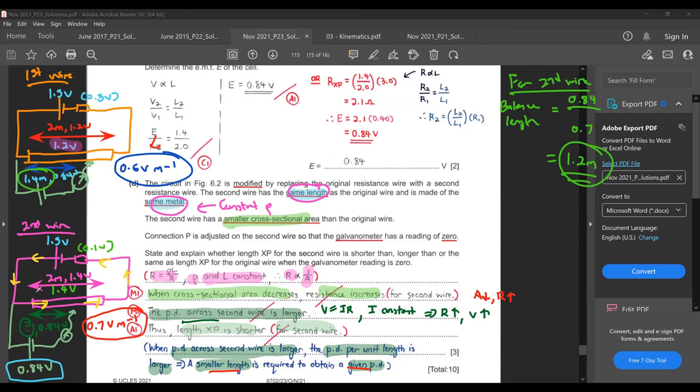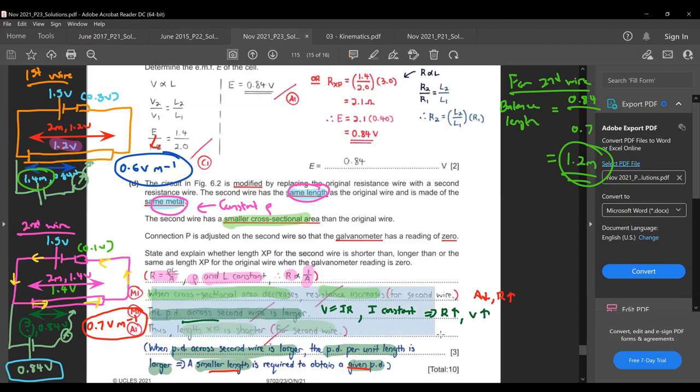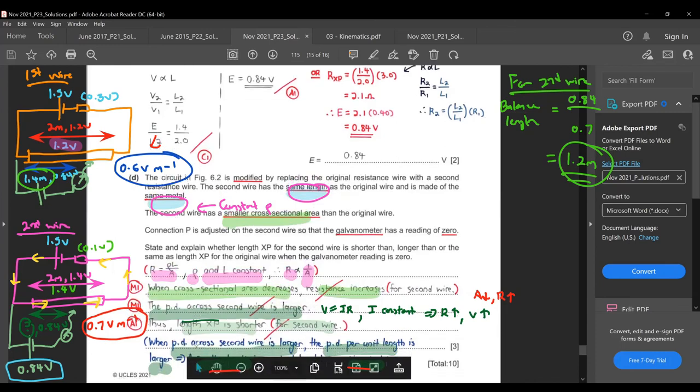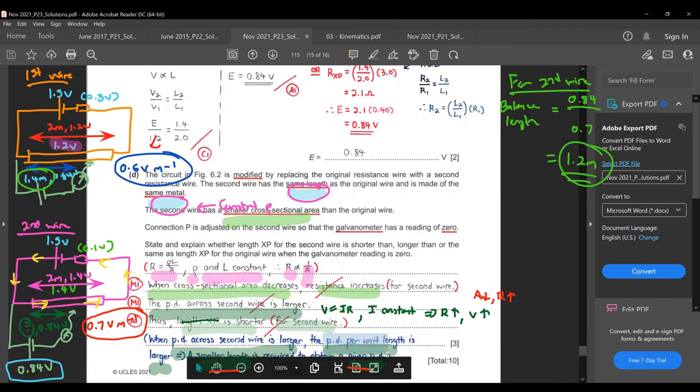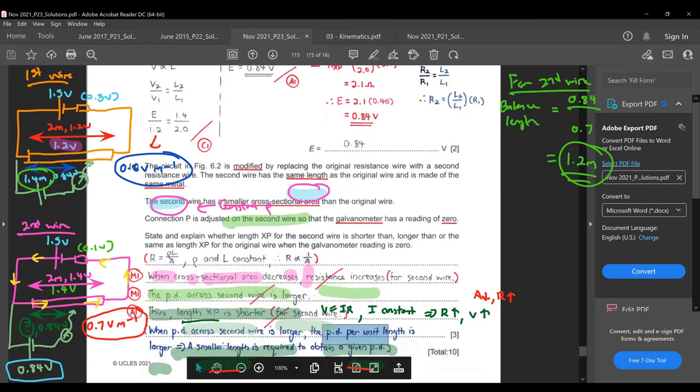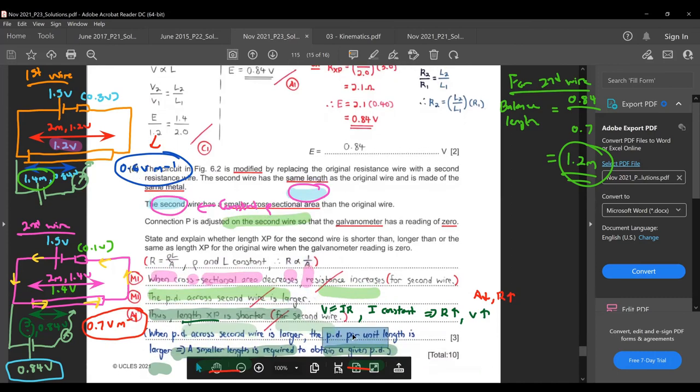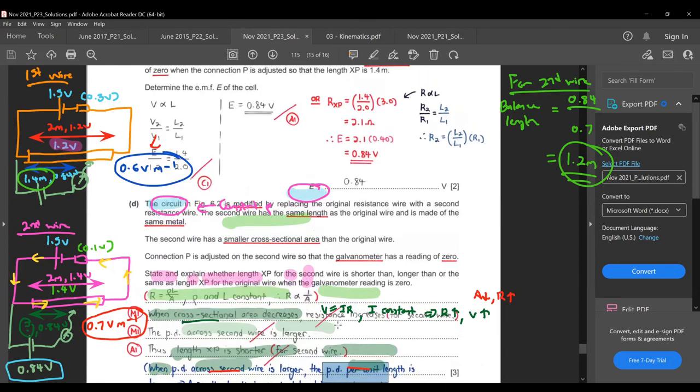This is the detailed explanation. Right? So this is 3 marks. But your answer is basically just 3 sentences where you say that the cross-sectional area decreases, resistance increases. The PD across the second wire is larger, so you are going to need a smaller length. When the PD across your wire is larger, that means the PD per unit length is larger, so you actually need a smaller length to get back a given PD, which is 0.84 volts here.